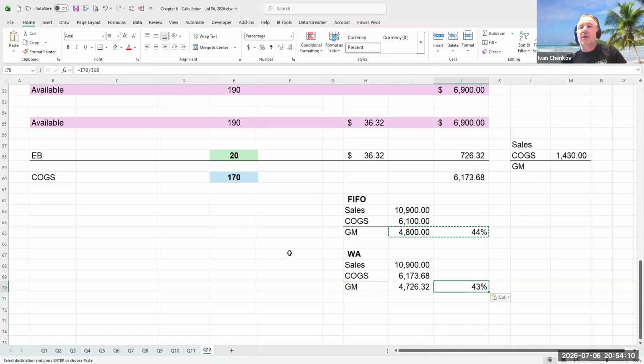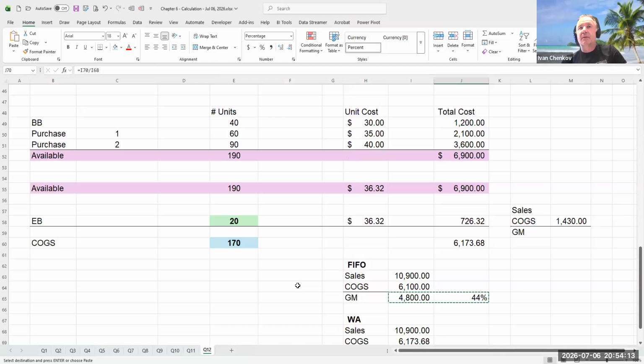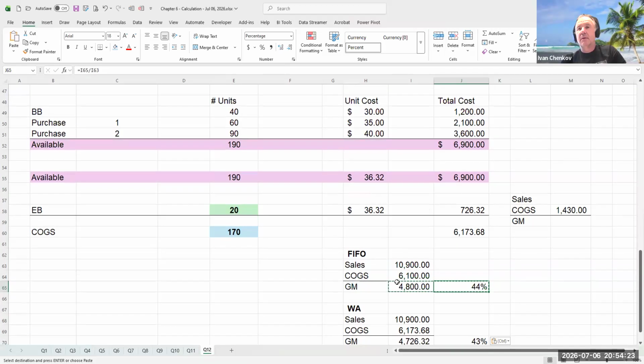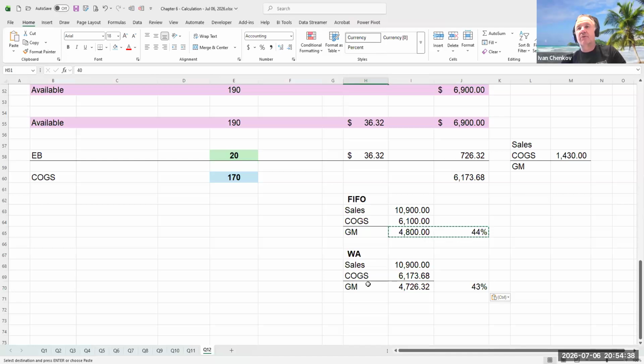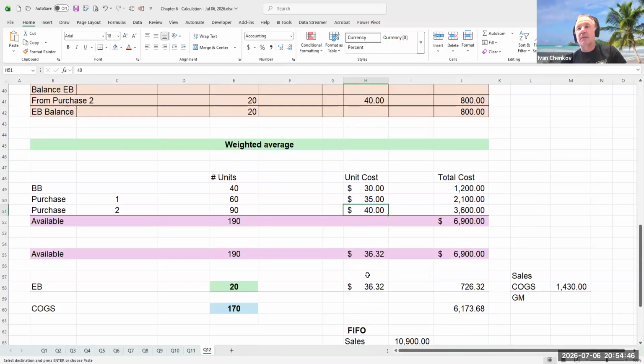What's the conclusion that we can make after this? When the cost of the purchase of the inventory goes up, first in, first out always tends to give us higher net income. Why? Because we keep in the inventory the last purchases, which are the most expensive. With the weighted average, the inventory is going to be lower, but the net income also is going to be lower. And it's going to be more steady.